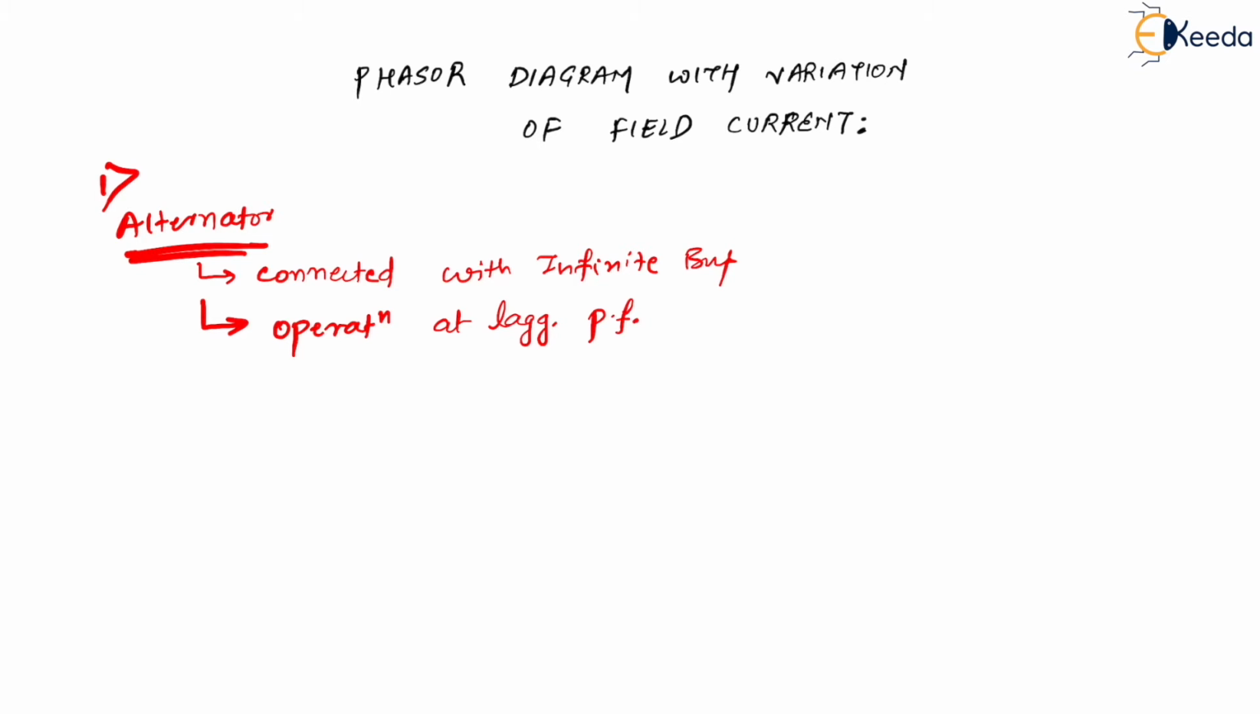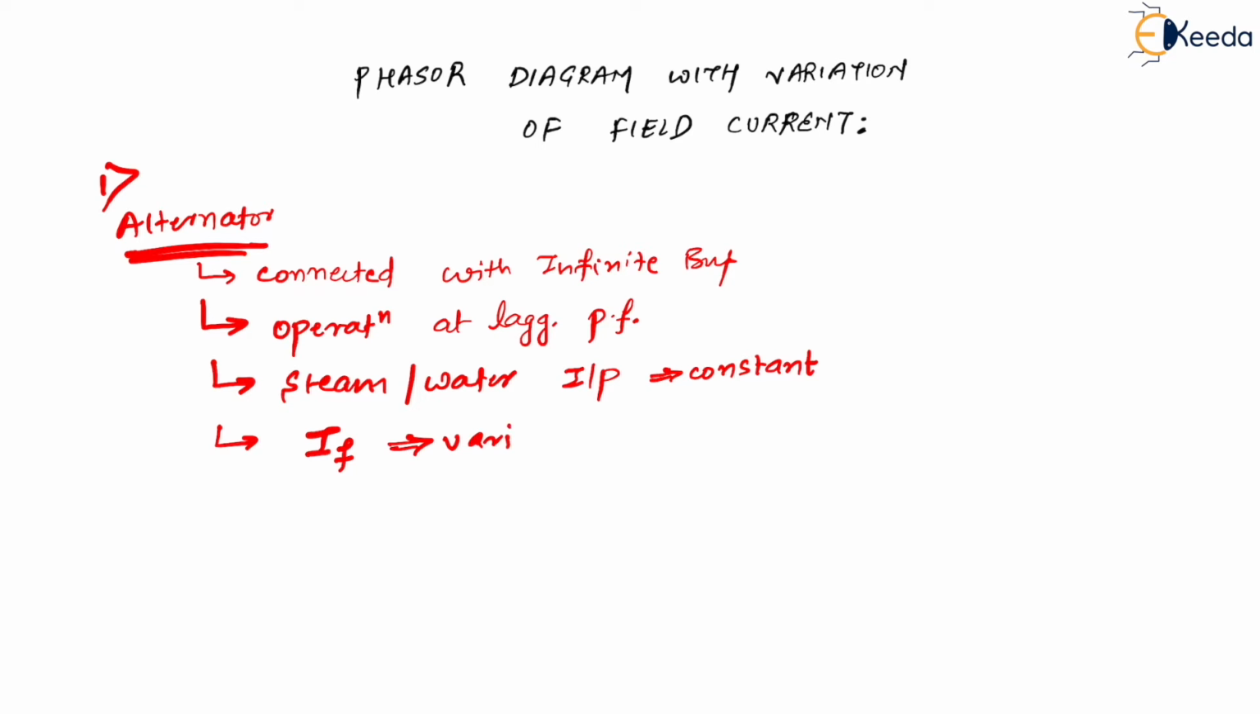And then let me consider that the steam power input, you can take steam or water, whether it is hydro, thermal, or nuclear, anything it can be. Let that input be constant, correct? The next thing is important: my excitation means what? Nothing but field current. Field current is given by If. So let me consider variable If.